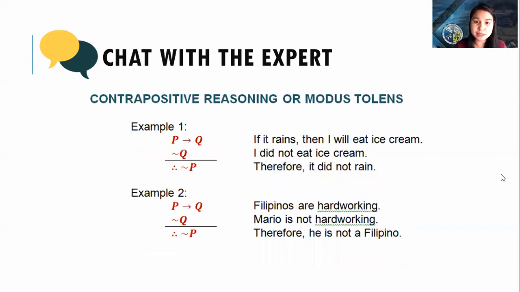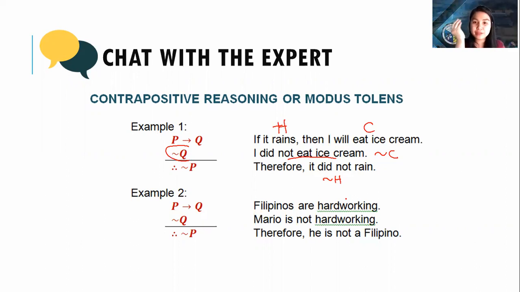Next valid argument is the modus tollens. Now, in the modus tollens, hypothesis, then conclusion. The next one is not Q, not the conclusion. Contrapositive, therefore your valid conclusion is not the hypothesis. Example. Actually, I do like this in my face-to-face classes.